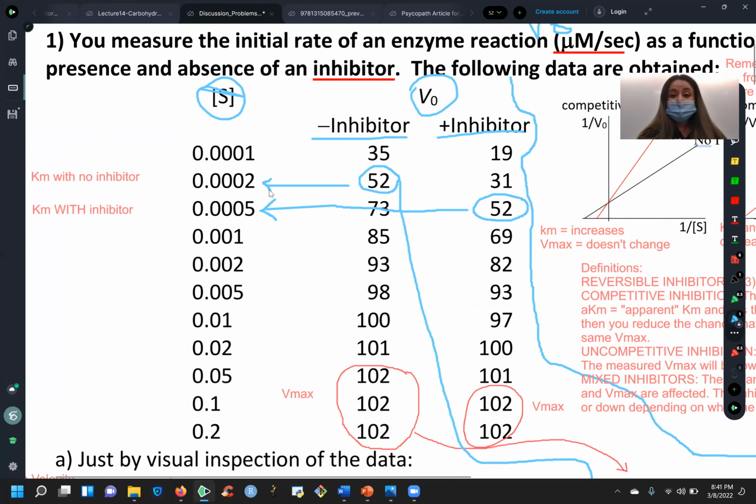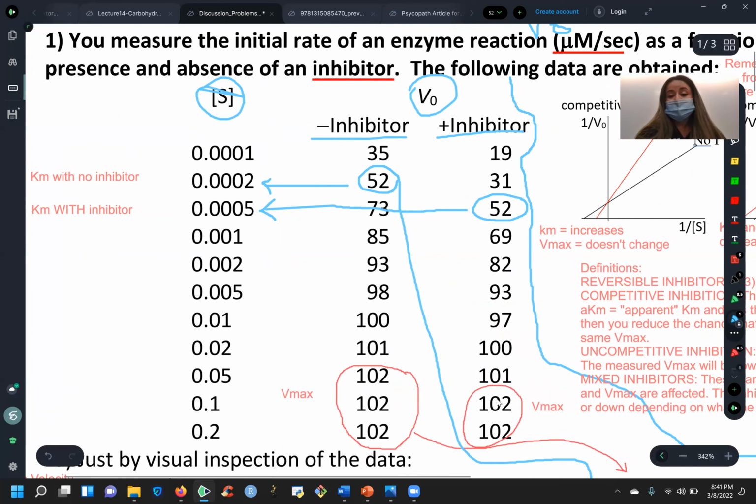Okay. All right. So for the inhibitor, now we're going to find half the maximum velocity. Again, it was 102, so it's still 52. So we go to the left to get the Km, and the substrate concentration is 0.0005 with the inhibitor. Easy? Okay. All right.